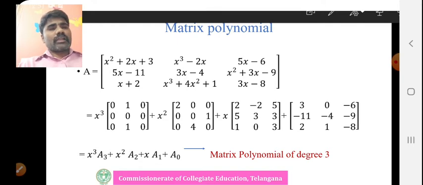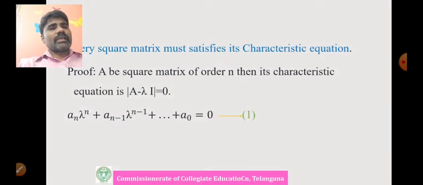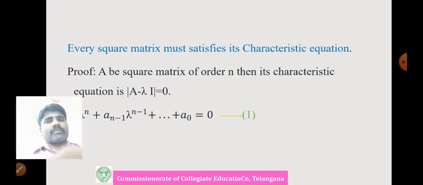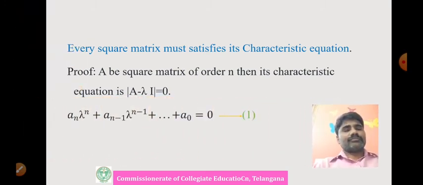Now we can go for the Cayley-Hamilton theorem. The statement of the Cayley-Hamilton theorem is: every square matrix must satisfy its characteristic equation. This is the generalized statement. You can take any square matrix, which must satisfy its characteristic equation. Now let us take the proof of this theorem.